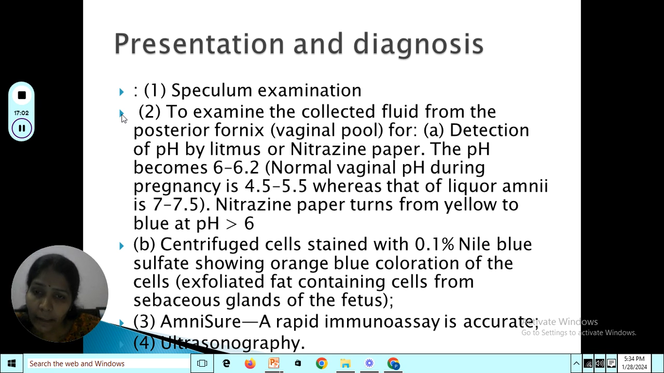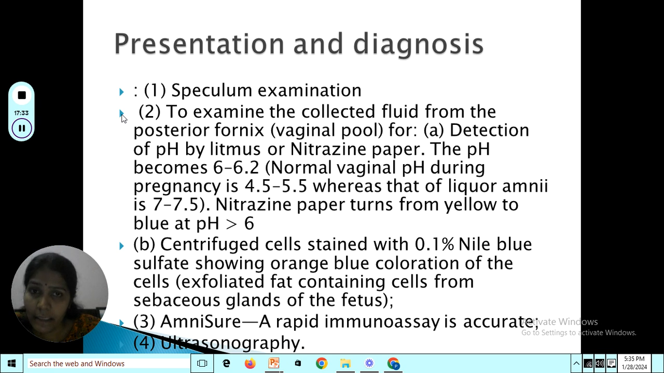Then from the collected fluid we can go with the centrifuged cells. We can centrifuge the fluid and the cells are stained with 0.1% Nile blue sulfate, which shows orange-blue discoloration of the cells. So these cells will give you the identity that they are exfoliated fat cells from the sebaceous glands of the fetus. So, the centrifuge test, Amnisure, a rapid immunoassay that is accurate, and ultrasonography.